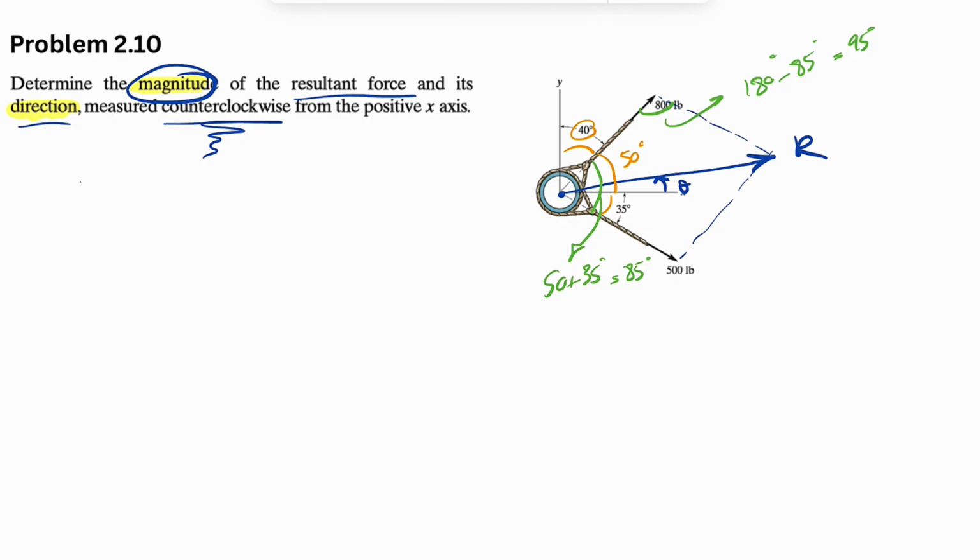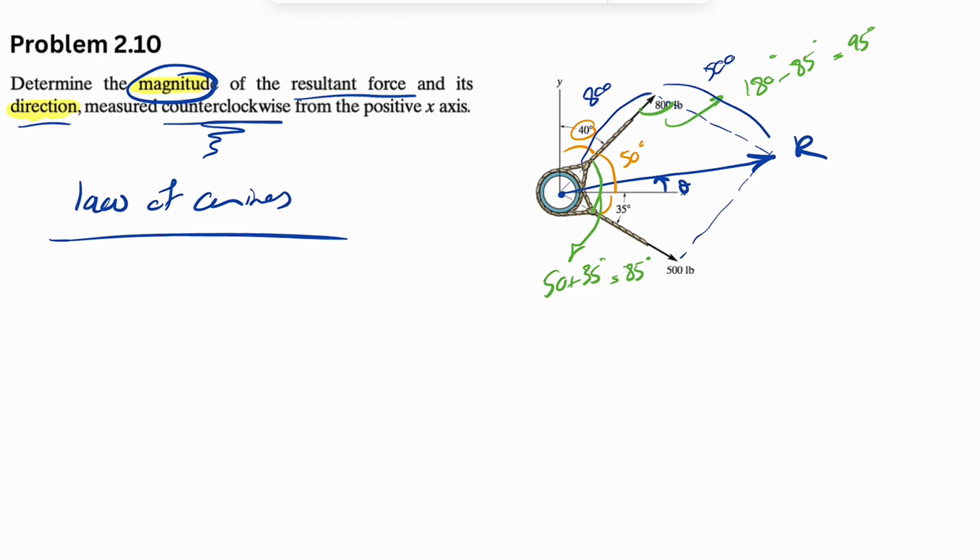We can use the law of sines and law of cosines to find the angle and the magnitude. Let's start with the law of cosines to find the magnitude. So we are looking for R. We have this side 800 pounds and this side is 500 pounds. So R squared is equal to 800 squared plus 500 squared minus 2 times 800 times 500 times the cosine of that angle, which is 95 degrees.